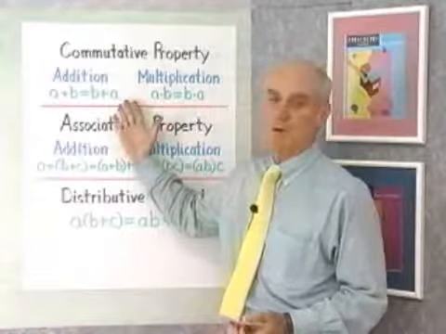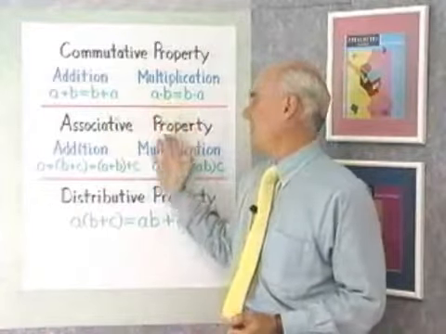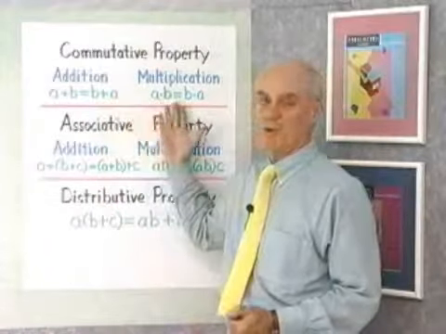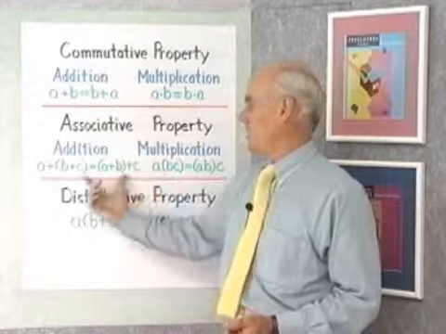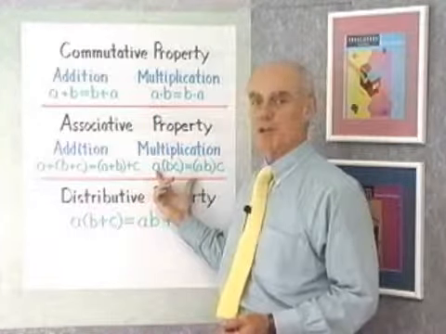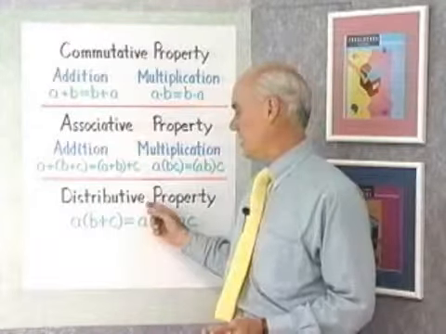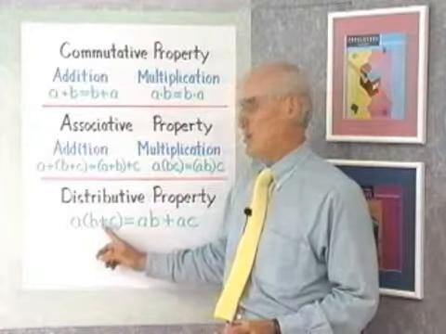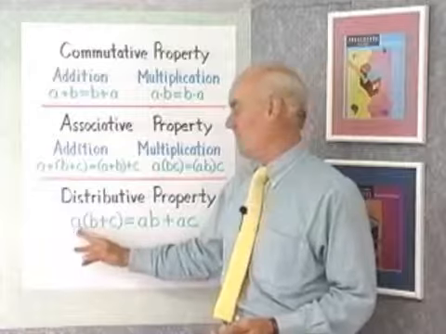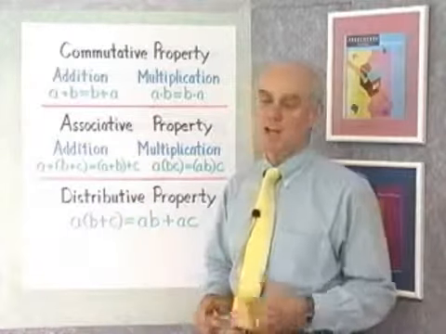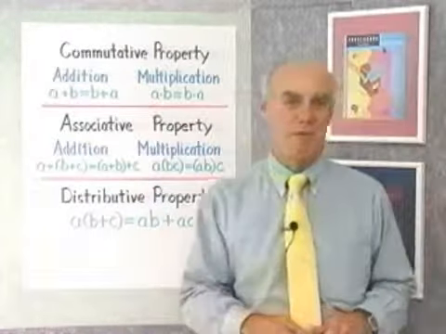We have commutative properties for addition and multiplication that allow us to change the order of numbers in a sum or a product. The associative property for addition and multiplication allows us to change the grouping in sums and products. And then the distributive property works with multiplication and addition. And we say that multiplication distributes over addition. Let's go to the board now and look at our first problem.